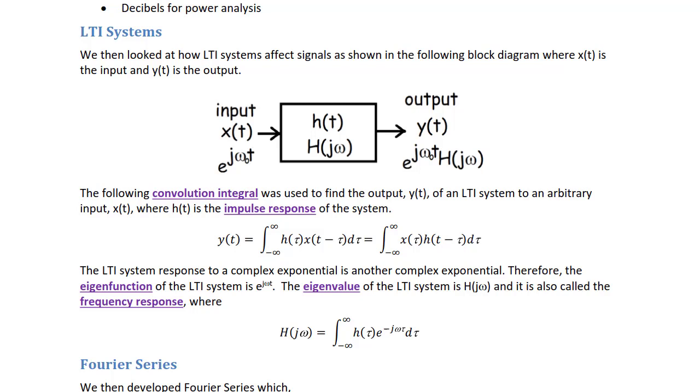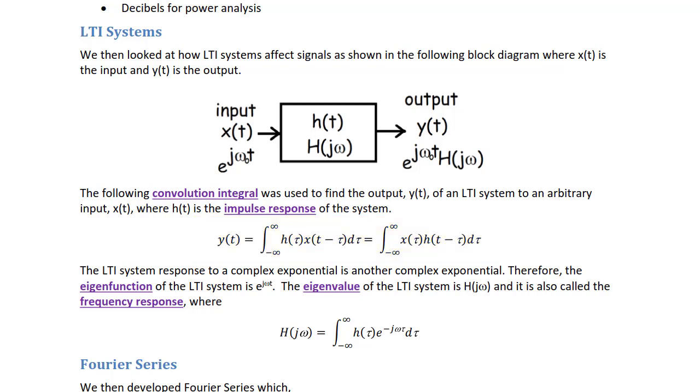We also learned that you can find the output by using the convolution integral to find the output y(t) to any arbitrary input x(t), where h(t) is the impulse response, and the convolution integral would be y(t) is equal to the integral from minus infinity to infinity, h(τ) x(t minus τ) dτ, or because of the commutative property, the integral from minus infinity to infinity x(τ) h(t minus τ).